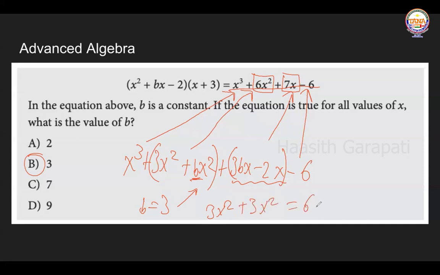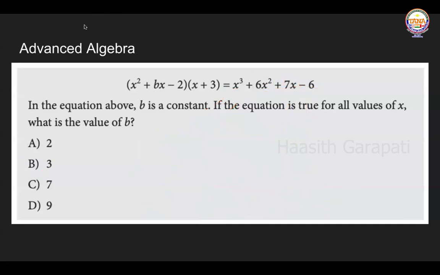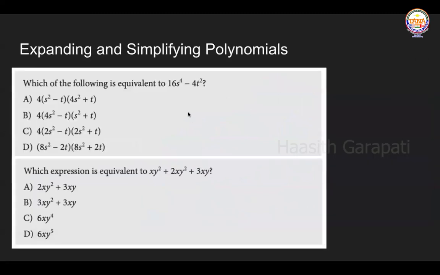That's going to be 6x squared, so therefore b is equal to 3. Okay, and a couple more concepts to think about are expansion and simplifying. There's an important concept I want you guys to remember, which is that if you have an equation of a squared minus b squared, that is equal to a plus b times a minus b, okay?